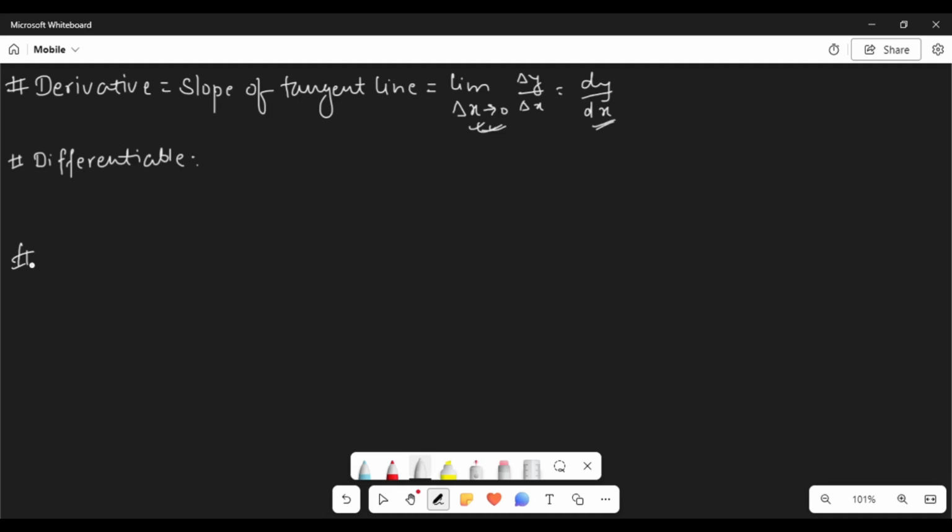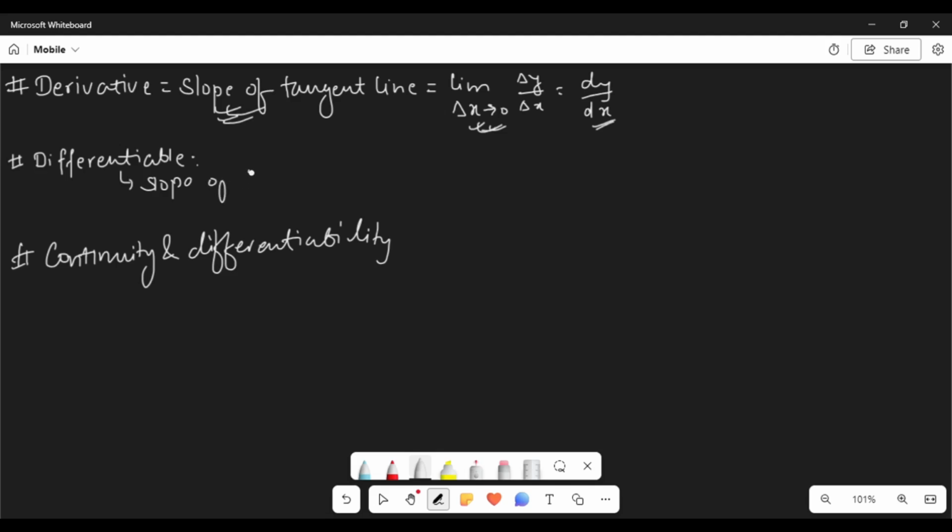Now we'll see relationship between continuity and differentiability. But before that, we need to understand how geometrically we can interpret differentiability. Okay. So we know derivative is equal to slope of tangent line. So if this exists, slope of tangent line exists, then the function will be called differentiable. So this means slope of tangent line should exist. That means if the slope of the tangent line is infinity, it will be called not differentiable because infinity is not well defined.